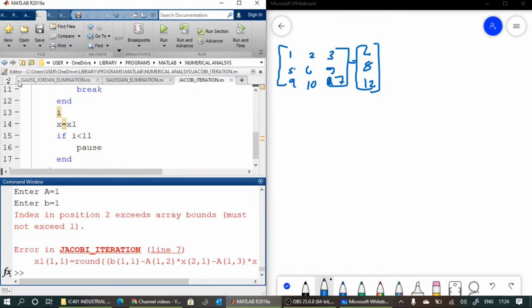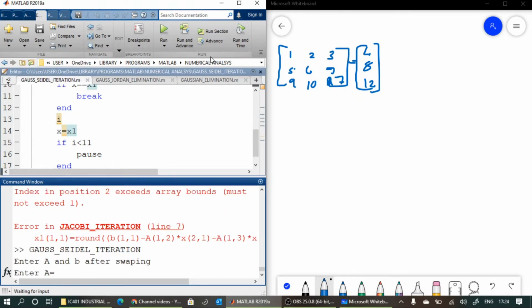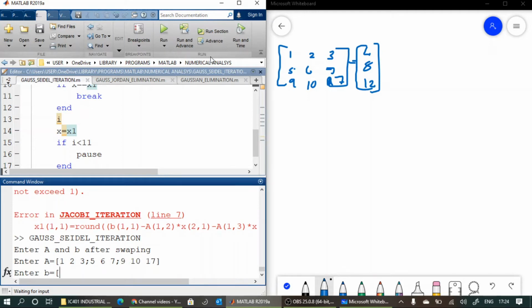Use the Gauss-Seidel method, with A without swapping: 1, 2, 3, 5, 6, 7, 9, 10, 17, then 4, 8, 12. You can see that 4 plus 8 is 12. So that output matrix has some problem.